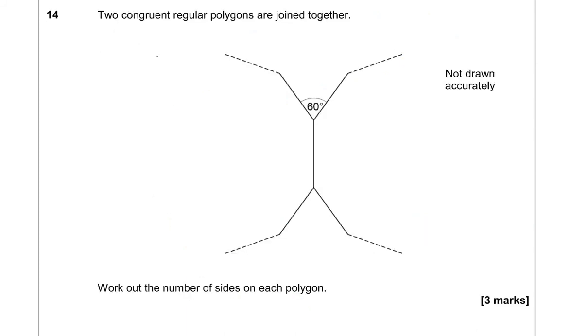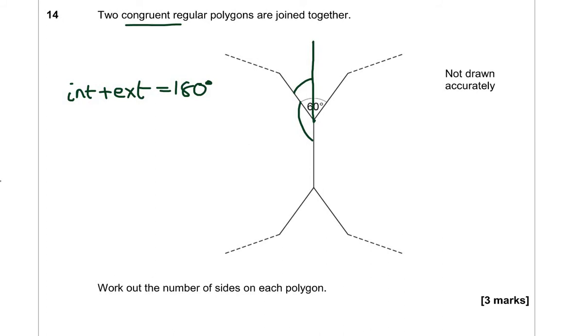Okay, great. So question 14, two congruent regular polygons are joined together. Work out the number of sides on each polygon. Well, we know the number of sides is going to be the same because they're congruent. And let's have a look at interior and exterior angles. So let's consider this angle here. Right, we know that when we join this with the exterior angle, which would be this one, they have to add up to 180. So int plus x equals 180.